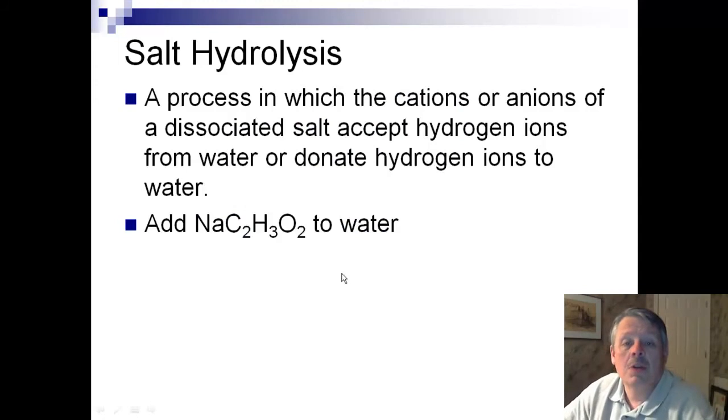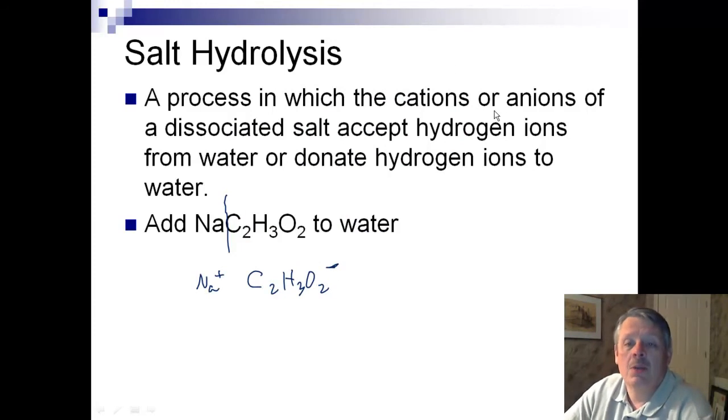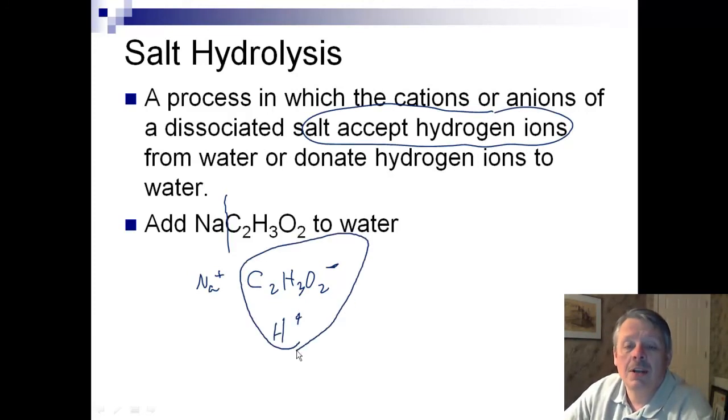Salt hydrolysis is a process in which the cations or anions of a dissociated salt, meaning it separates, accept hydrogen ions from water or donate hydrogen ions to water. So this dissociates into sodium and acetate, and the acetate has a negative charge, and what it does is it accepts hydrogen ions and bonds with them, leaving OH ions in the water that are free, and as a result, you have a basic solution.